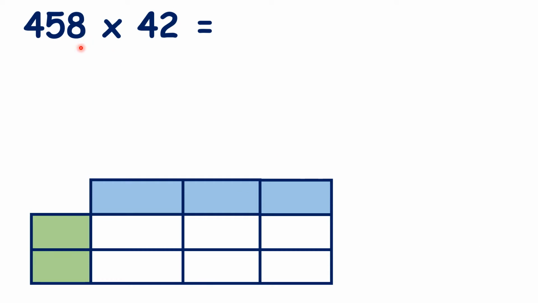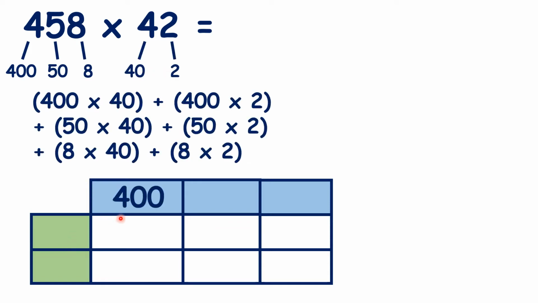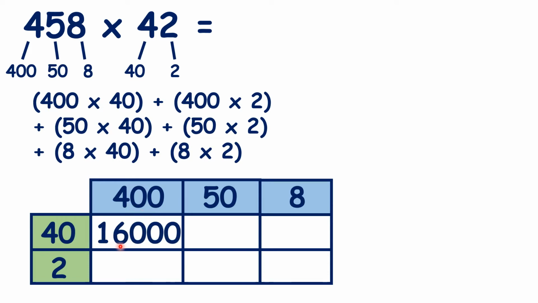Let's look through another example. We partition both numbers and then write the partitioned numbers on the grid. Then we solve each box. So for 400 times 40, we know that 4 times 4 is 16, but then we have 3 end zeros in our question. So in our answer, we have 16 followed by 3 end zeros, so 16,000.